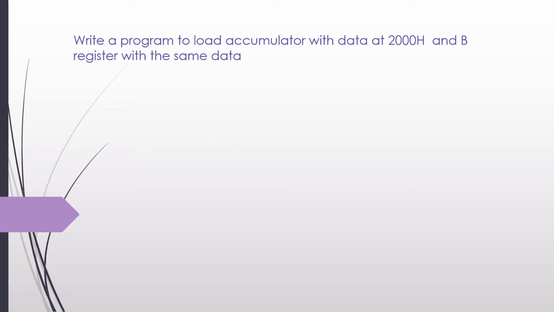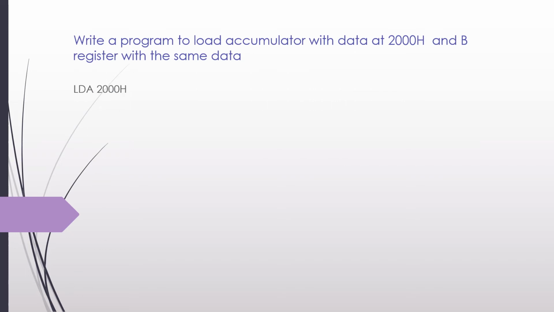Okay, the next program is to load the accumulator with data at 2000. See here, there is some data at 2000. We don't know what the data is and we are not bothered about what the data is. Whatever the data at memory location 2000, we want to move it to the accumulator and B register, with the same data. The data in 2000 has to be moved to the accumulator as well as B register. So the first thing we need to understand is that we have to point to this memory location.